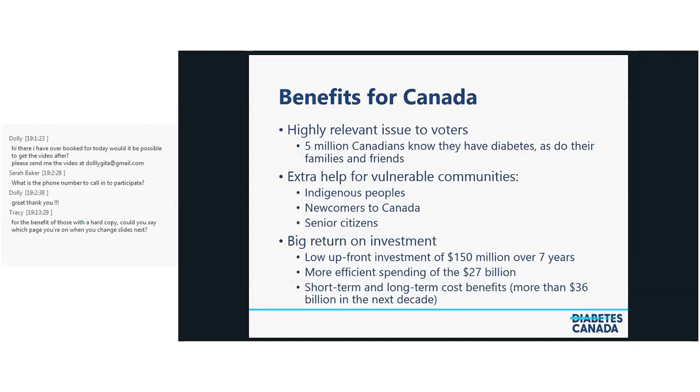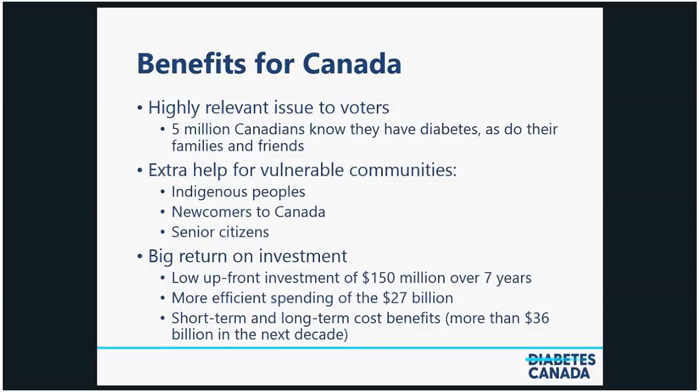Right now, we know that 5 million Canadians know that they have diabetes, and there are, as I mentioned, at least another million who have it and don't know it, plus 6 million people living with prediabetes. So that's 1 in 3 Canadians currently living with either prediabetes or diabetes. And all of them have family and friends who know them and see that they struggle with it. So there's really not a Canadian who isn't touched directly or indirectly by this epidemic.